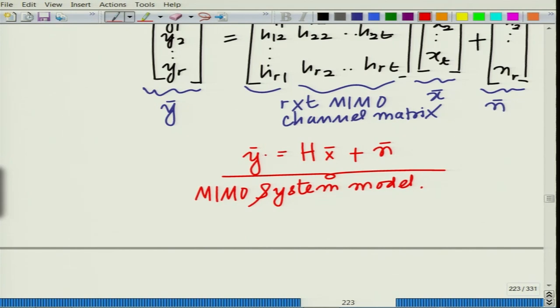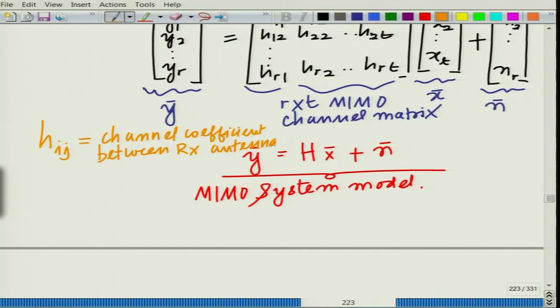Now, what is H_ij? It is worth repeating this. H_ij is the channel coefficient between receive antenna i and transmit antenna j. For instance, H12 is the channel coefficient between receive antenna 1 and transmit antenna 2. H21 is the channel coefficient between receive antenna 2 and transmit antenna 1.